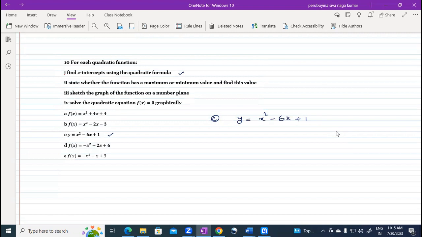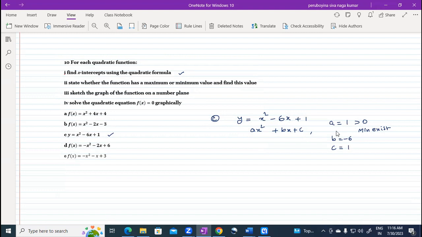First, we will compare the equation with the quadratic expression ax square plus bx plus c. So what are the values here? a equal to 1, which is positive, means an upward curve. Only a minimum exists. And b equal to minus 6 and c equal to 1. It only depends upon the coefficient of x square, not the b value and not the c value.